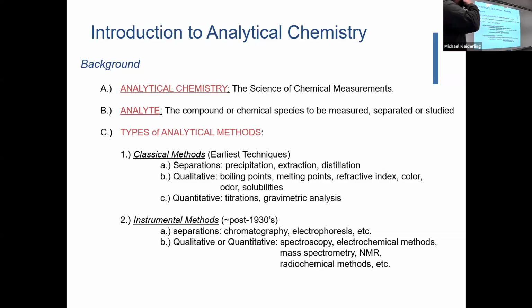We can also look at electrochemical methods, mass spectrometry, where you separate things out based on their atomic mass, NMR, which is nuclear magnetic resonance, where you look at the interactions of the nuclei in the chemicals, and various radiochemical methods.